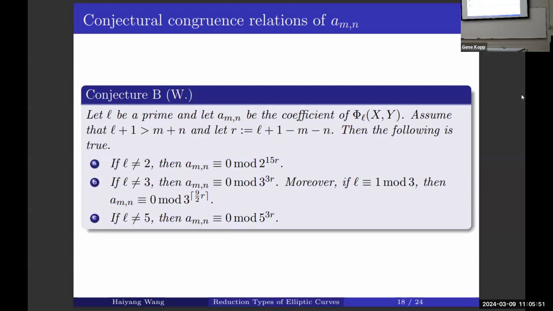If L is not equal to 2, then a_mn is congruent to 0 modulo 2 to the 15 times R. If L is not equal to 3, then the congruence holds modulo 3 to the 3R. Moreover, if L is congruent to 1 modulo 3, then the congruence holds modulo 3 to the ceiling of 9 over 2 times R. If L is not equal to 5, then the congruence holds modulo 5 to the 3R.